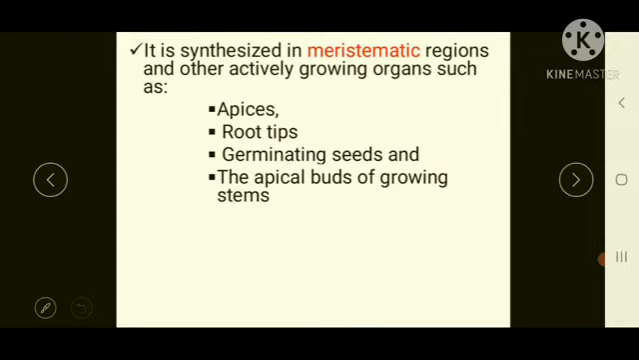Auxin is synthesized in the meristematic regions and other actively growing organs, such as root tips, germinating seeds, and the apical bud of growing stems.